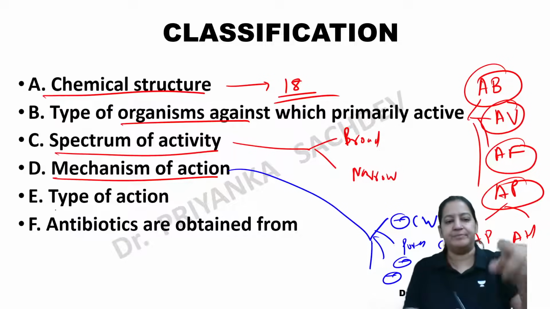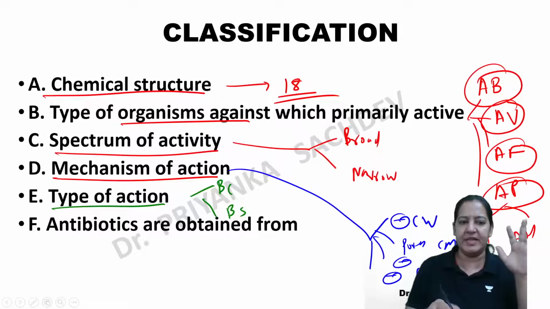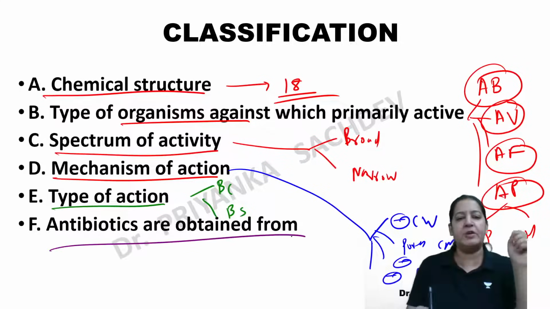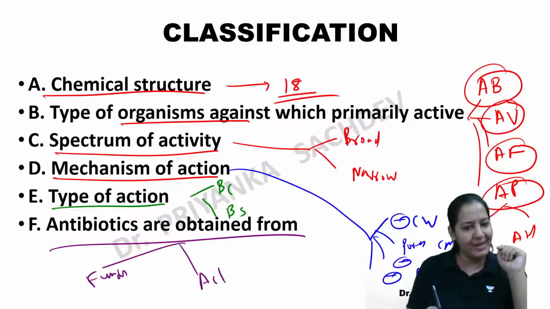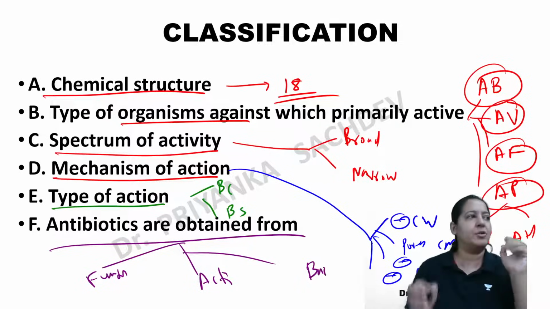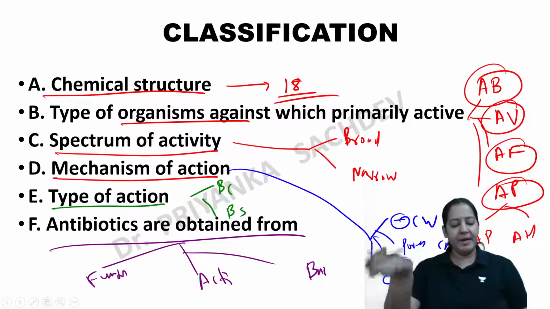Based on the type of action, they can be bactericidal or bacteriostatic; you know the difference between them. And based on from where they are obtained, what is their source? They can be obtained from fungus, from actinomycetes, or from bacteria. So based on each category, you should tell me the name of the drugs inside each category. Give me a thumbs up.